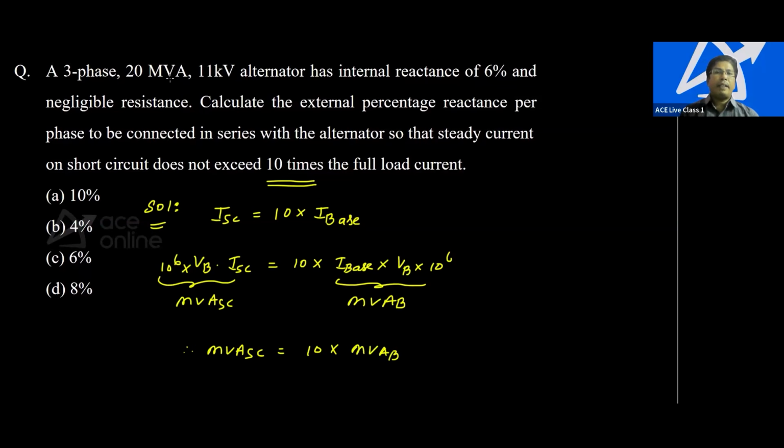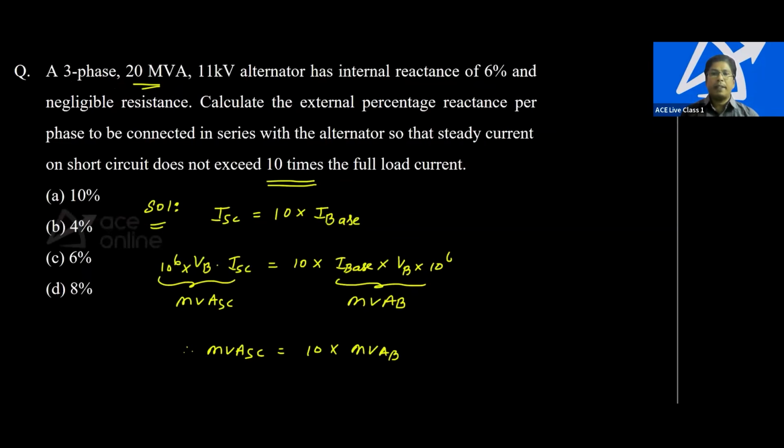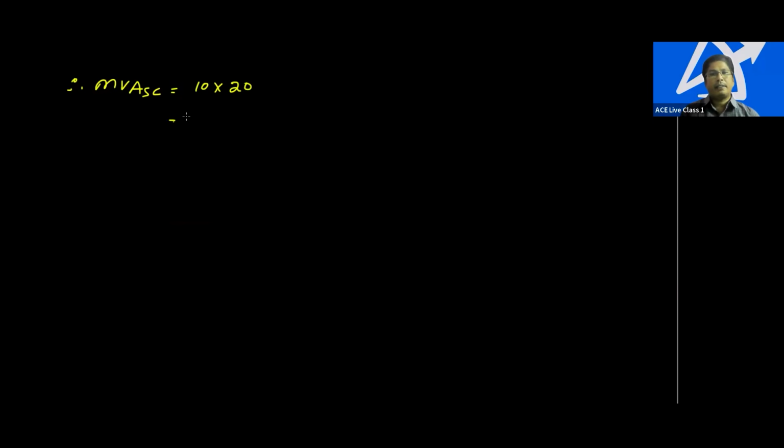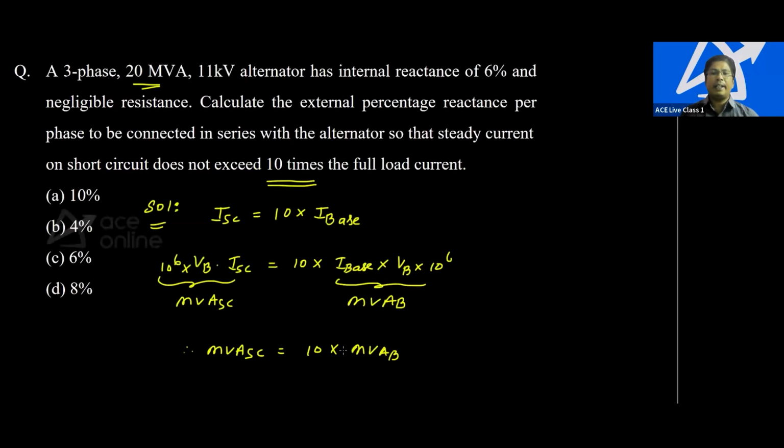Right. MVA base is given as 20 MVA. Therefore, MVA-SC is nothing but 10 into MVA base, 10 into 20. It is 200 MVA. And we know that MVA-SC is nothing but MVA base divided by Z per unit, which is 200 MVA. Or otherwise, you can calculate directly; these steps are not required.